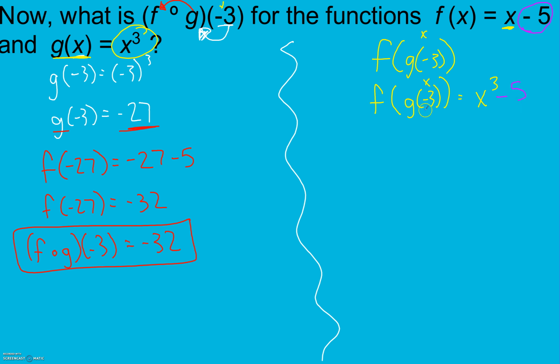Now I can substitute in my value. -3 is x, so I plug it in for x. And f of g of -3 equals -32. And we can write this in this format still if we want to. It doesn't matter, they're interchangeable. They mean the same thing. Either way, we get -32.